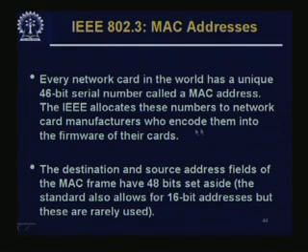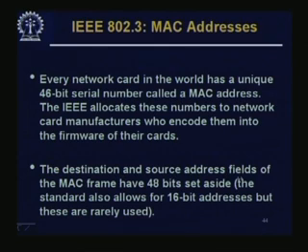But anyway, what is guaranteed is that since this is distributed centrally by IEEE, no two MAC addresses of two network interface cards or two Ethernet cards are going to be the same. They are all going to be distinct, because we have this spool of 64 trillion addresses, which is enough to distribute. So, IEEE allocates these numbers to network card manufacturers who encode them into the firmware on their card. So, it is almost in the hardware.